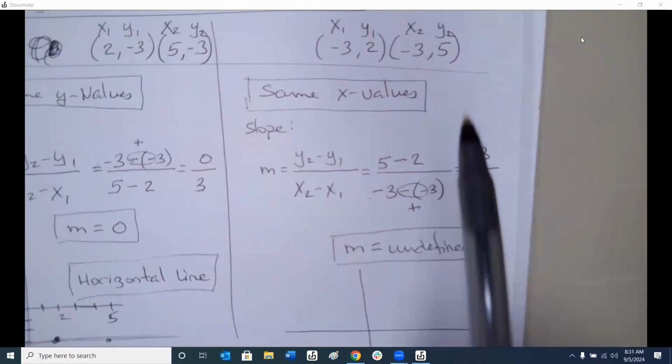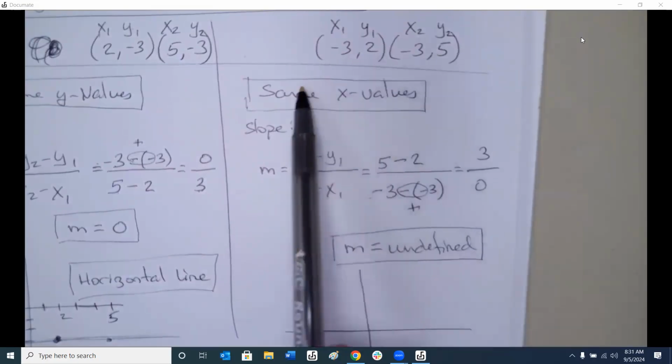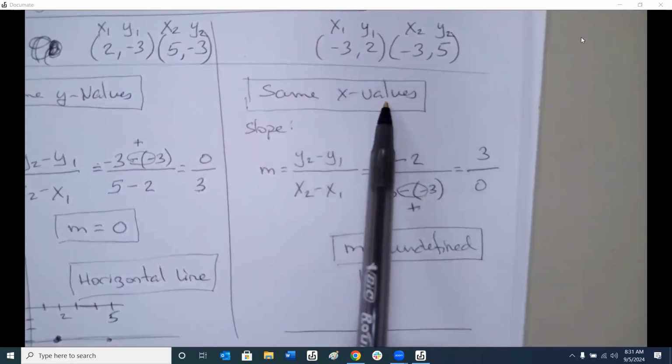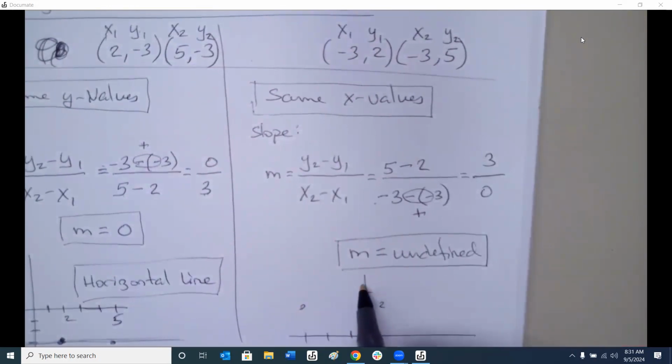So in the next one, we have -3, 2, -3, 5, which means we have the same x values. The slope is undefined. If we plot those points, we see that we have a vertical line.